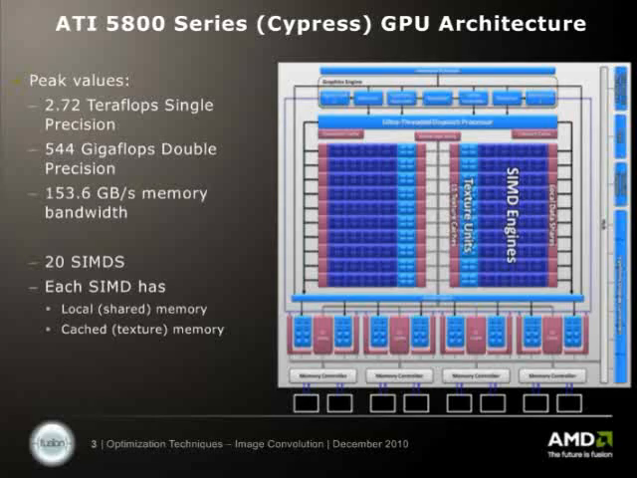So this particular GPU, the 5870, has 2.72 teraflops of single precision. And for this particular generation, our double precision rate is 1/5 of the single precision rate. So our peak double precision is 544 gigaflops. And the memory bandwidth from the global memory, not from the on-chip caches, the global memory that's on board, is 153.6 gigabytes per second.